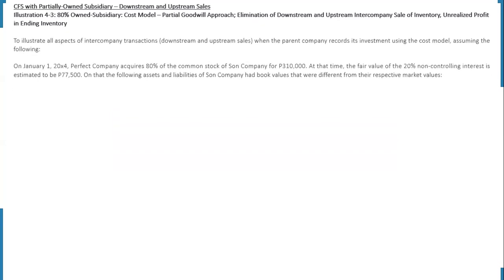Now, we have the consolidated financial statements with a partially owned subsidiary, downstream and upstream. Illustration for an 80% owned subsidiary under the cost model, partial goodwill approach, for the elimination of downstream and upstream intercompany sale of inventory, unrealized profit in ending inventory. To illustrate all aspects of the intercompany transactions, the downstream and upstream sales, when the parent company records its investment using the cost model, assume the following.